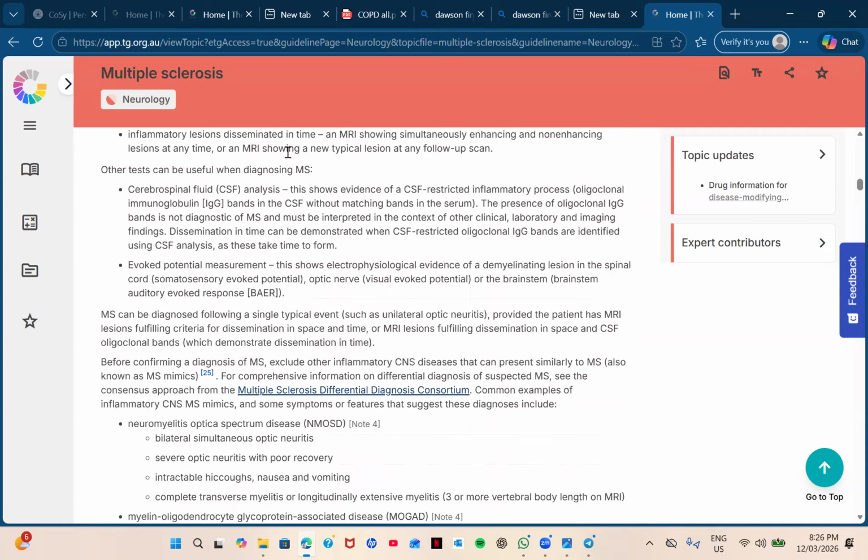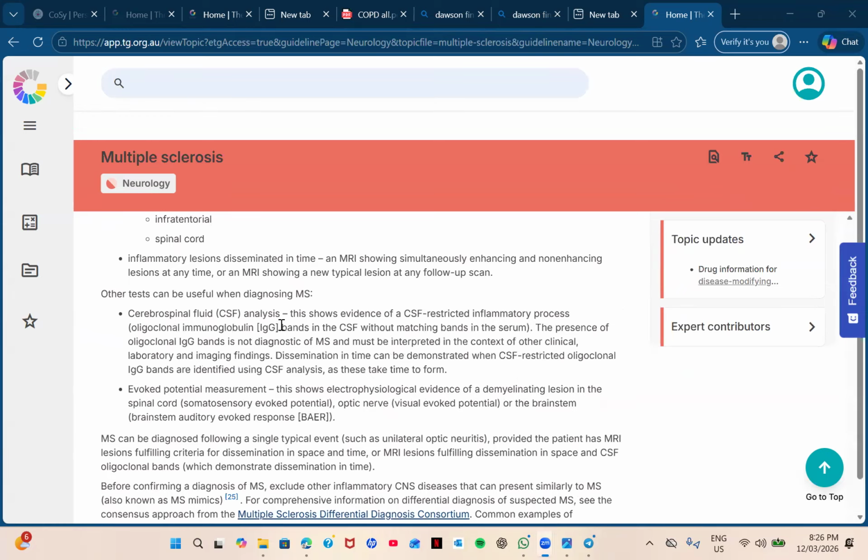And we have other tests as well. So what are those other tests, doctors? If it is possible, could you please add the most important question? Yeah, sure, doctor. Okay, so other tests, we have cerebrospinal fluid analysis, right? So in cerebrospinal fluid analysis, what can you see, doctors?